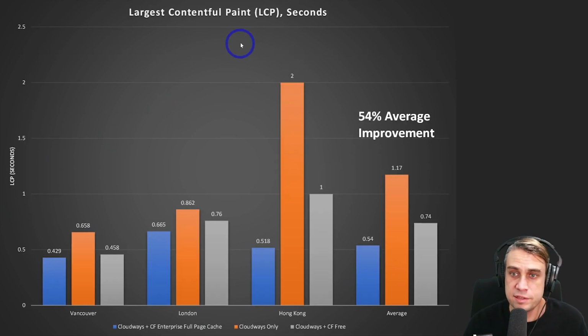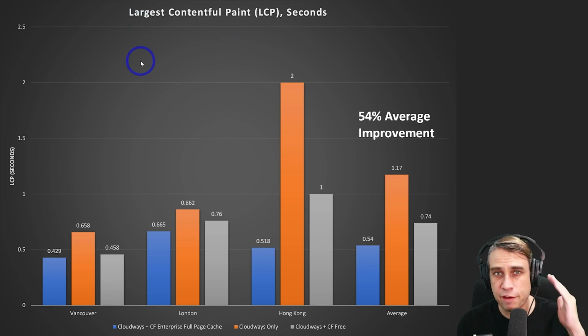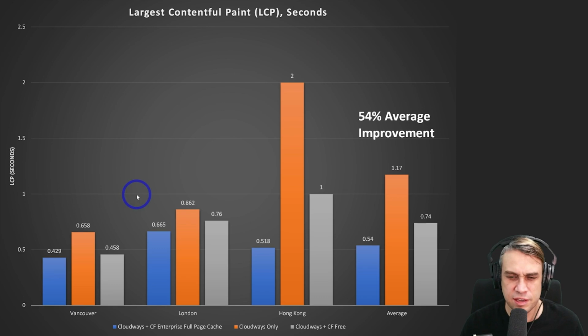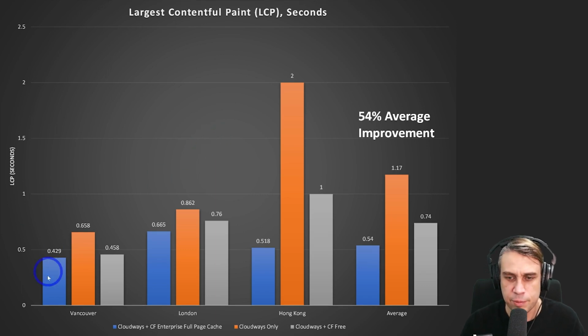Next one we should look at is the largest contentful paint, LCP. This is important because Google uses this as a ranking factor for Google page speed. So we can see here, the results are pretty much mirrored in terms of the time to first byte. We see that Enterprise is the fastest, Cloudflare Free is the second fastest, and Cloudways with its caching plugin is the slowest. And again, we're seeing a good improvement here, 54% average improvement, and also a very solid improvement by using the Enterprise rather than the Free. So LCP benefits greatly from this setup as well.